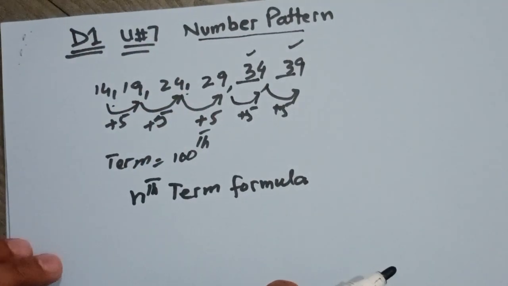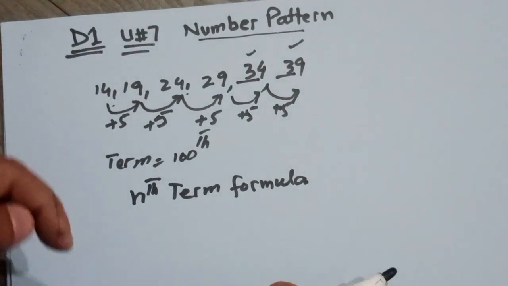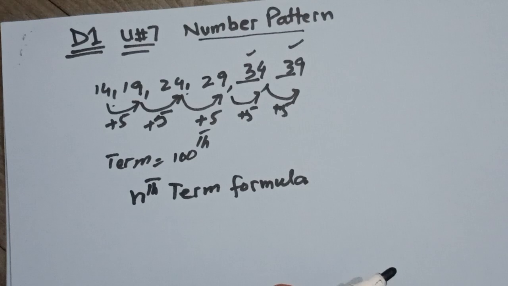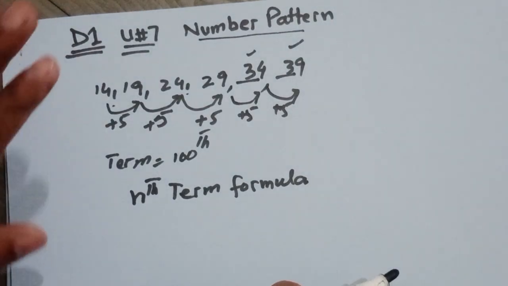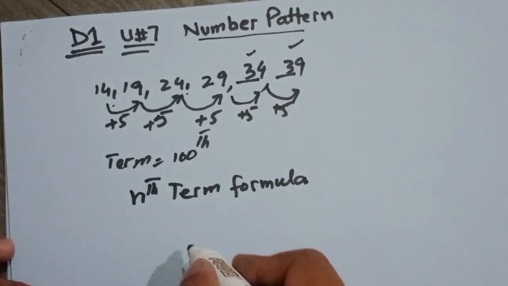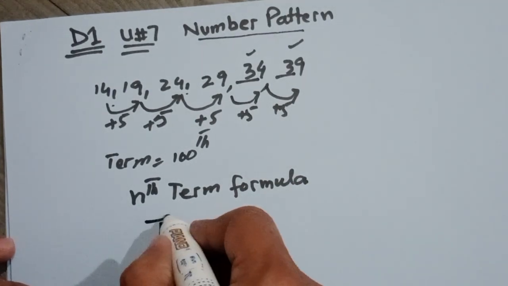If you put 1 as the first term, which is 14, you need to put 1 in place of n in the formula. If you want to get 19, which is the second term, you need to put 2 in place of n in the formula, which we will find with the help of this pattern. To calculate the nth term formula, we need to follow a rule.